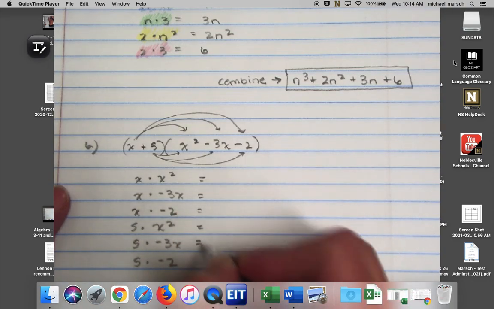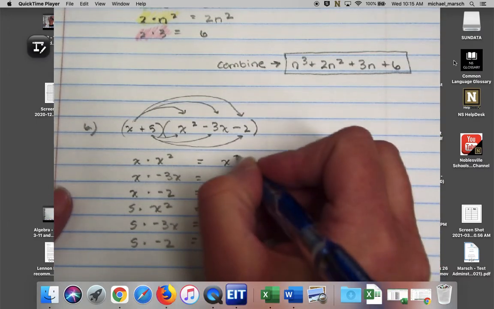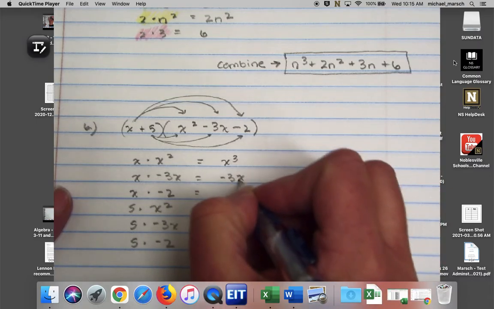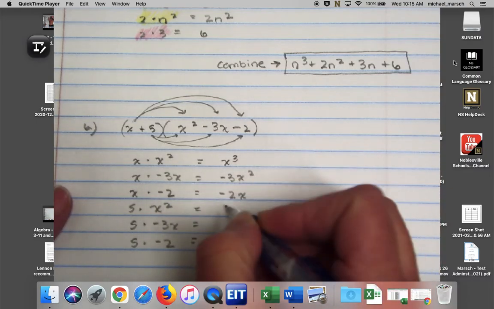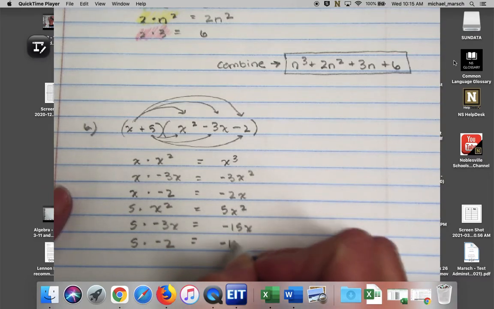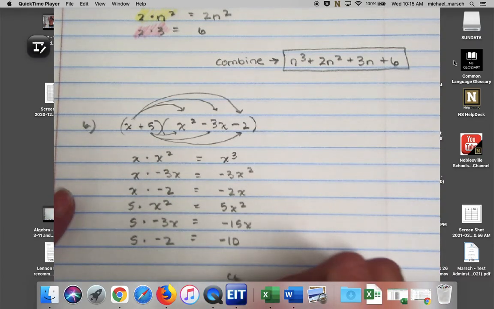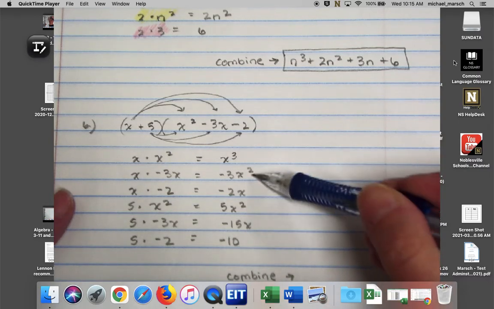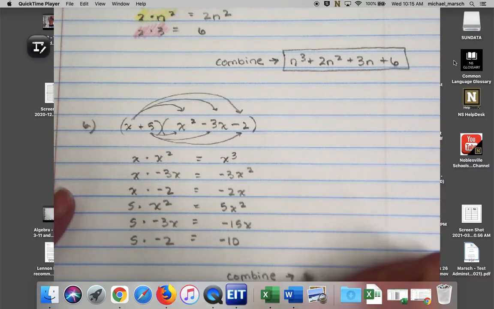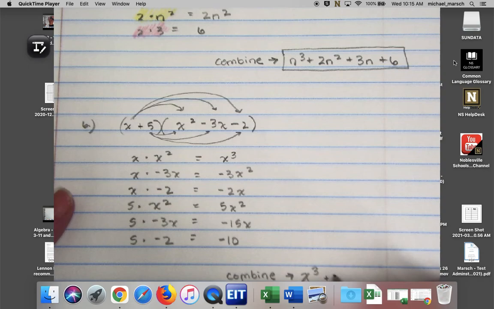So I write out all my little mini problems here, and then I'm just going to go down the list and solve them. So this is going to be x to the third, this is going to be negative 3x squared, negative 2x, 5x squared, negative 15x, and negative 10. Right, so when I multiply all those together, I get all these beautiful terms. Now when I combine, I have to put forth slightly more effort because now I have the x squared separated and the x is separated. But I only have one x to the third, then I've got negative 3x squared and 5x squared. So when I combine those, I get a positive 2x squared.